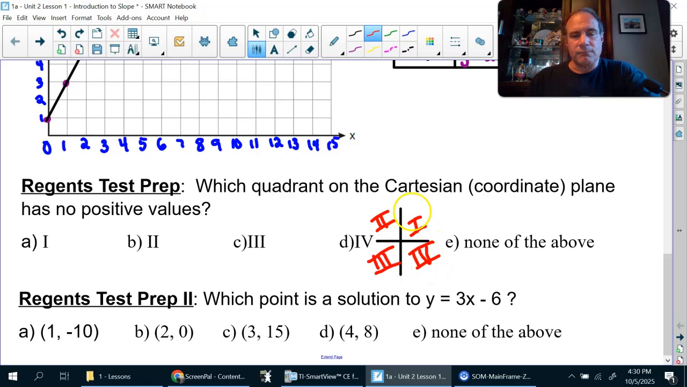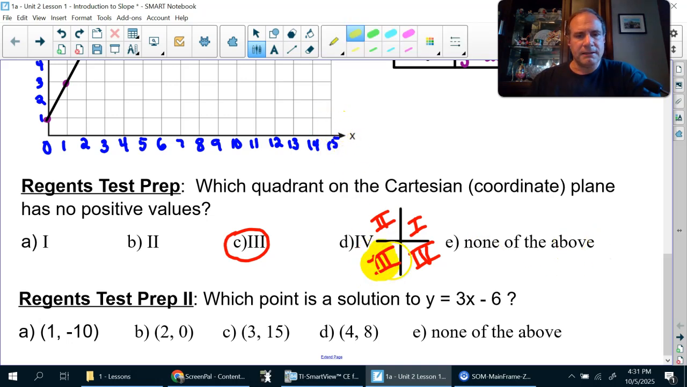So 1 has all positives. 2 has negative positive. 3 has negative to the left and negative down. So quadrant 3 has negative, negative. And that's where this is right here.